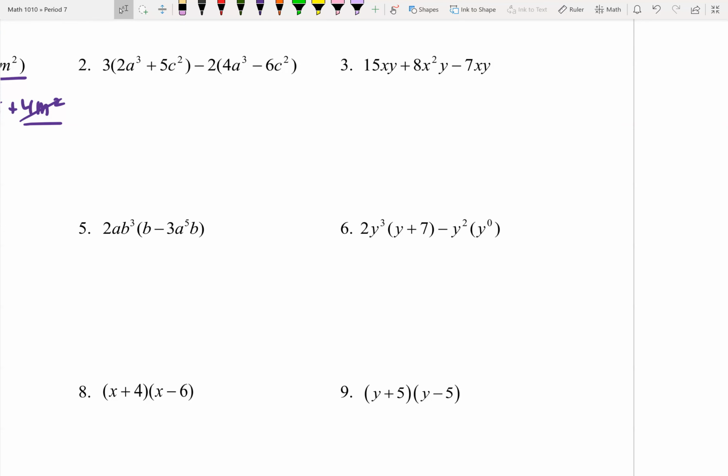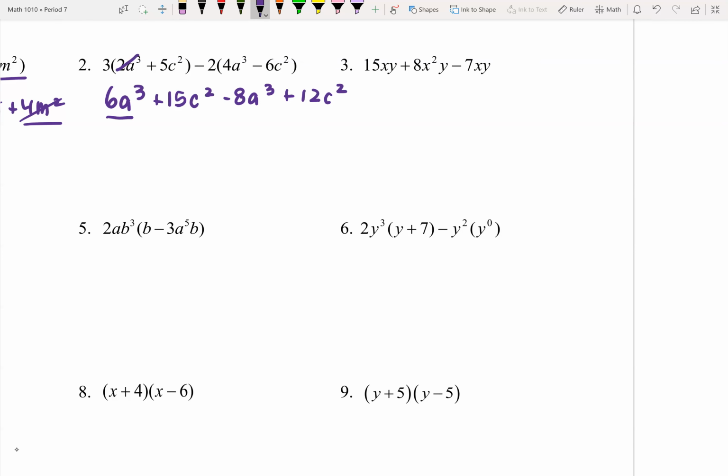Are the first set of parentheses on number 2 necessary, everybody? Yes. Yes, they are. Tell me with one word what we're going to do right there. Distribute is correct. Good. So 3 times 2 is a 6, a to the third. And then 3 times 5 is 15, c to the second. Okay? Look at the second set of parentheses. Necessary or not necessary? Necessary, right? So distribute the negative 2. And you have negative 8, a to the third. And negative 2 times a negative 6 is a positive. 6 times 2 is 12, c to the second.